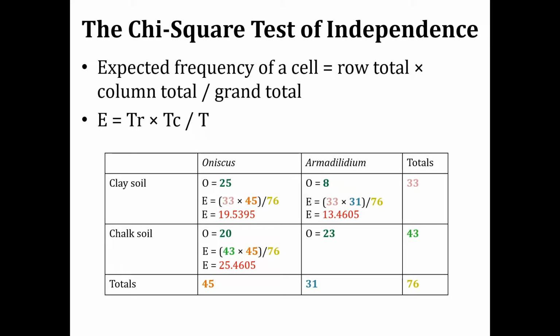And then we have the last cell, which is Armadillidium in chalk soil. The observed frequency is 23. And how do we calculate the expected frequency? 43 into 31. 43 is the row total here, and 31 is the column total here. These are multiplied, and the answer is divided by 76, and the expected frequency is 17.5395. So this is how we calculate our expected frequencies in a contingency table when we have to apply a chi-square test of independence.